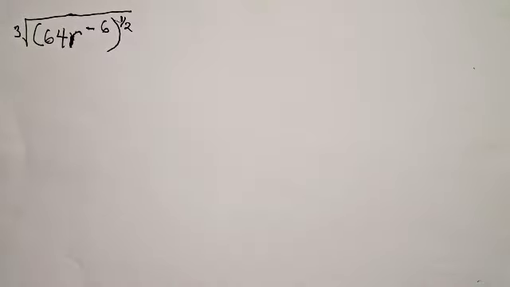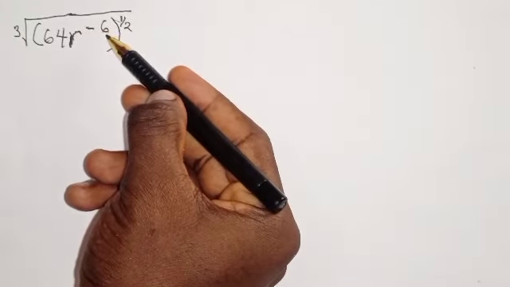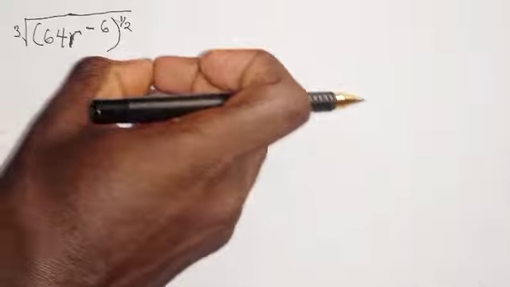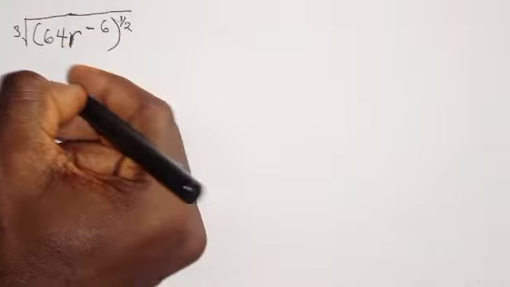Hi guys, so we're going to quickly look at this question. Now, when you have a problem like this, all you simply need to do is try to put together every single thing you've learned about the laws of indices. So this is like the application. So this is 64r raised to power minus 6, all brackets raised to power half. So I'm going to try to simplify this one by one.